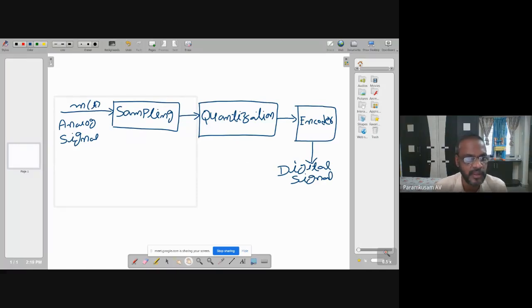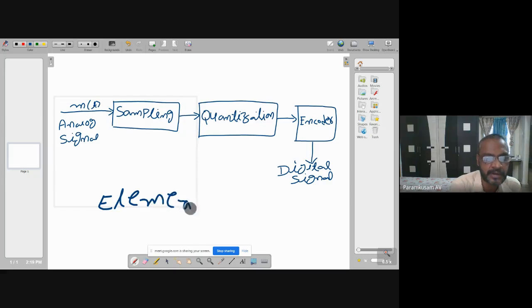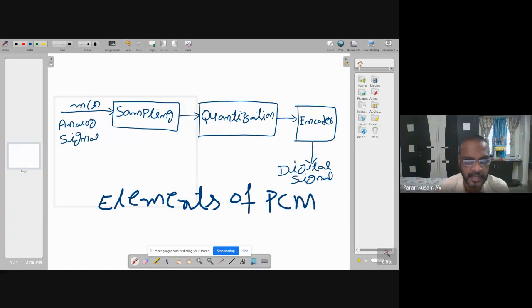Suppose, assume m of t is an analog signal. That analog signal is converted into digital signal by using the process PCM, pulse code modulation. These are the elements of PCM. What are the elements of PCM? Sampling, quantization, and encoding.